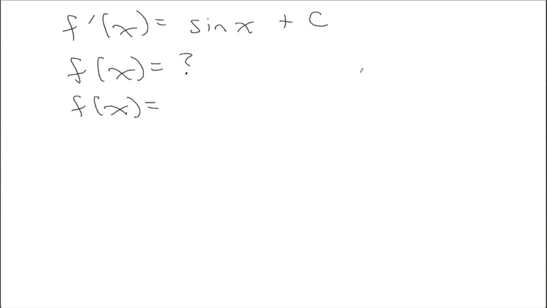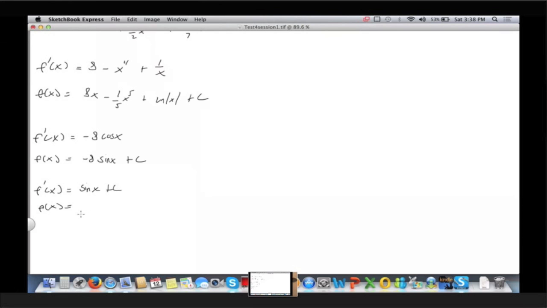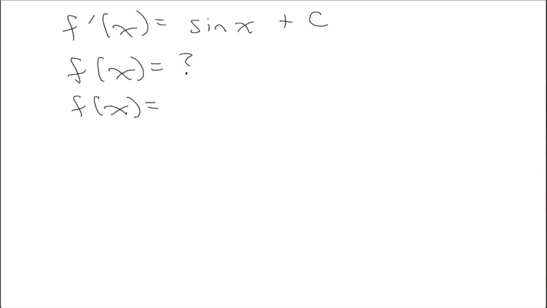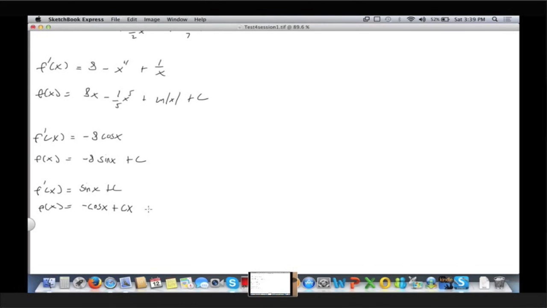So f prime of x equals sine of x plus c. What gives us the sine of x? Derivative of cosine of negative x. So negative cosine x plus... Oh, okay. The derivative has c in it, so this is... Yeah. Okay, cool.